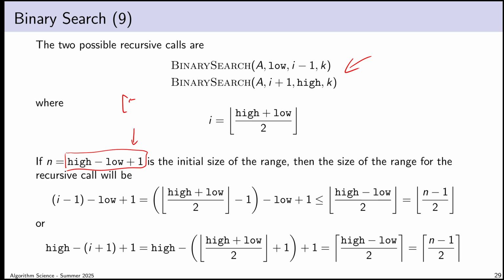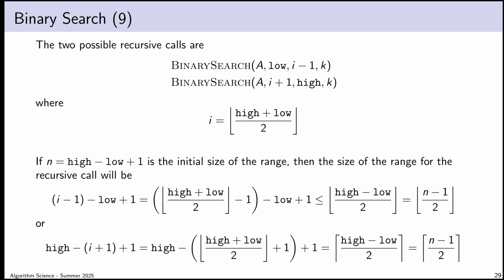Well, suppose the range is 5 through 7. Then it contains 5, 6, and 7. And if I just do 7 minus 5, that's 2. So I have to do 7 minus 5 plus 1 to accommodate that it's an inclusive range. The endpoints are included. So if high minus low plus 1 is the initial size of the range, then in the recursive call, the range will be one of these two things.